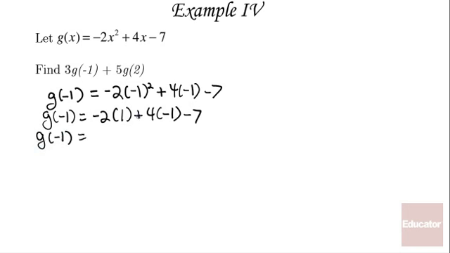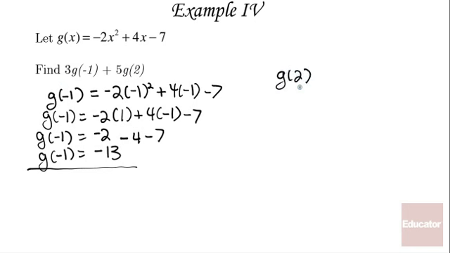In the next step, I multiply, so -2 times 1, that's -2, plus 4 times -1, that's going to give me -4, minus 7. Now I'm going to combine all of these. -2 minus 4 minus 7 is -13. Okay, first step, I found g of -1, and that is -13. Next, in order to find this expression, I need to determine what g of 2 is. So I'm going to go back and do the same thing. I'm going to substitute in this value for x.